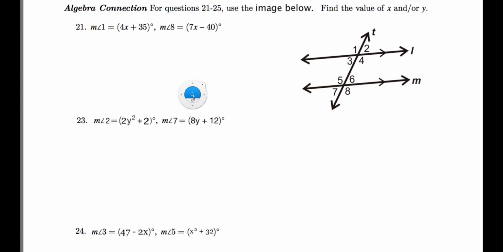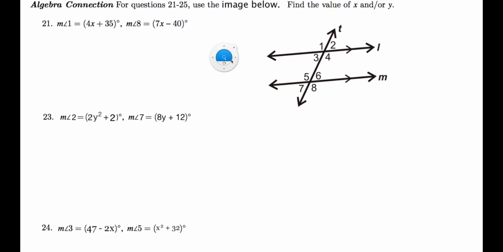Let's have a look at, so I think we did 21 already. Just to quickly review, measure of angle 1 and 8. These angles here are alternate exterior angles, on alternate sides of the transversal, and they're exterior of our parallel lines. These are congruent. And so that means I can set these two expressions equal. So 4x plus 35 equals 7x minus 40.